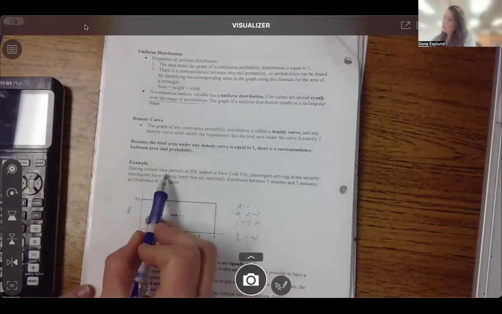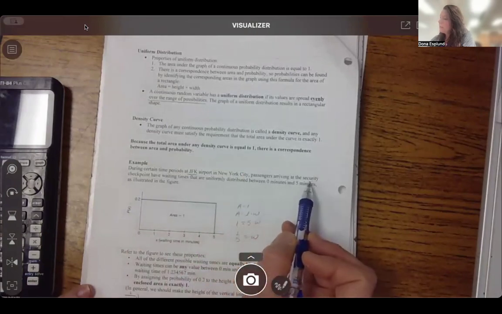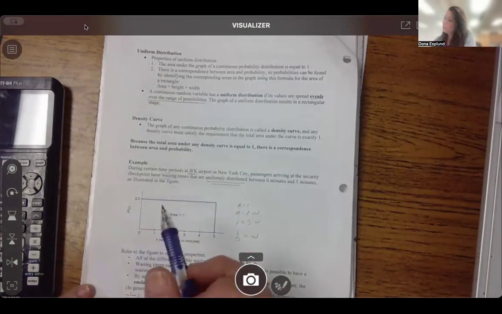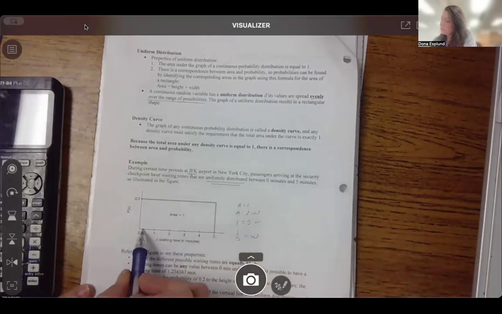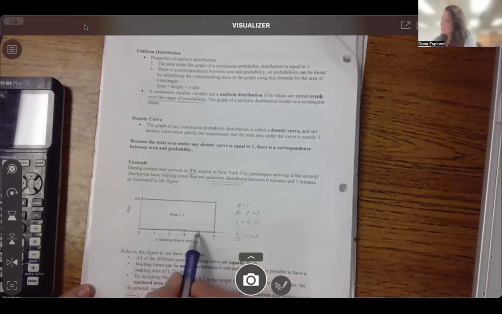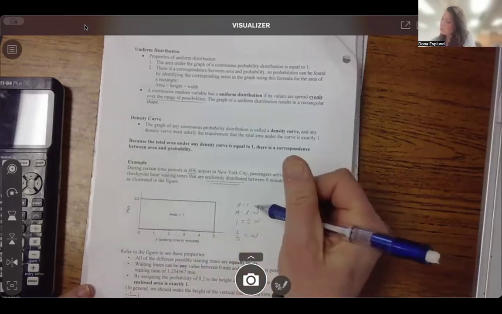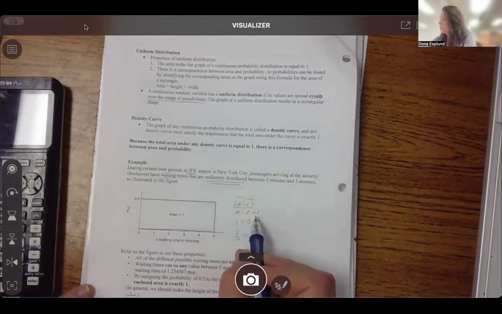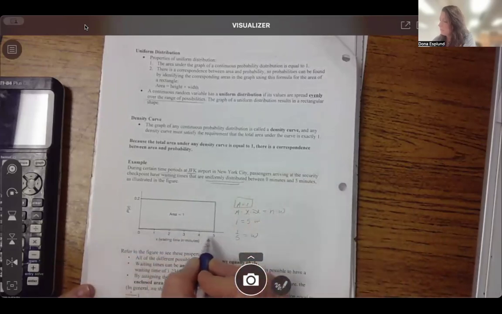During certain time periods at JFK airport in New York, the passengers arriving at the security checkpoint have waiting times that are uniformly distributed. So if it's a uniform distribution, you're going to look for this rectangle between 0 and 5 minutes. The area of my rectangle will always equal 1. And in this case, I have a length of 5 units, and then I have a height. And remember, our area will always equal 1. So if I have my formula, area is equal to length times width, I'm also going to think about it in terms of height times width, which would be the same thing.